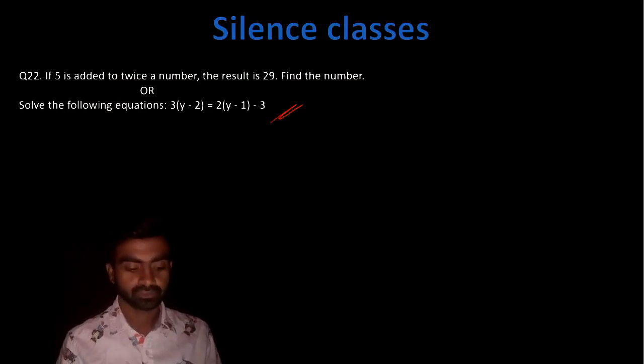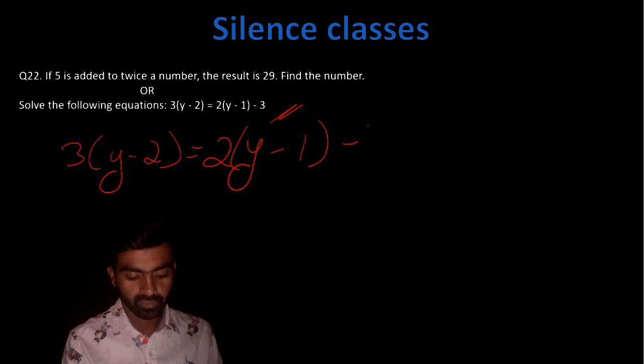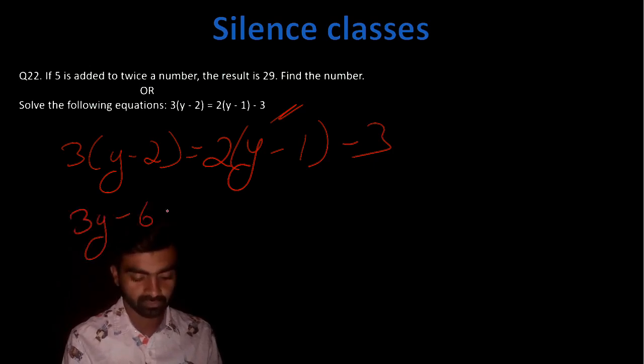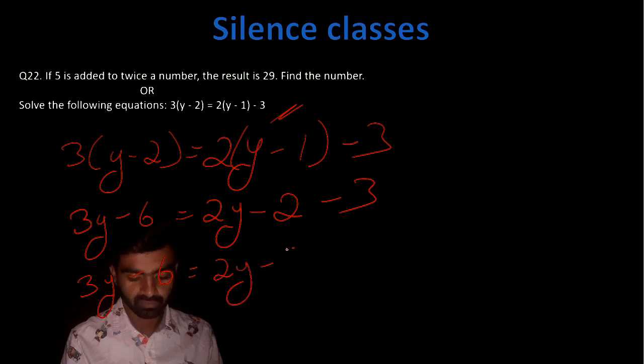It is given that 3(y minus 2) is equal to 2(y minus 1) minus 3. Now let's check it out. Let's solve this particular question. First of all, we have to multiply, open the bracket. It will become 3y minus 6 is equal to 2y minus 2, minus 3. Minus minus plus, it will become 3y minus 6 is equal to 2y minus 5.